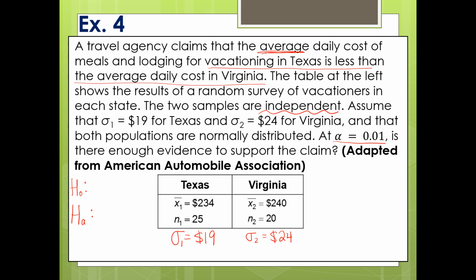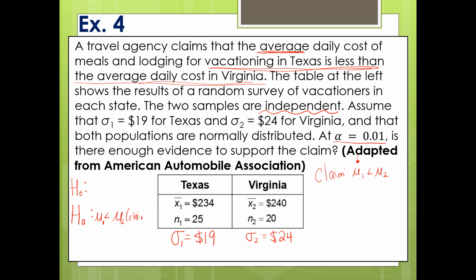Our claim says vacationing in Texas is less than the average daily cost in Virginia. So we know our claim is that Texas, which is mu1, is less than mu2. Texas is mu1. You always want your mu1 here first on the left-hand side. So Texas is less than Virginia. Since that has no equality, that's going to go in our alternate hypothesis. So mu1 is less than mu2.